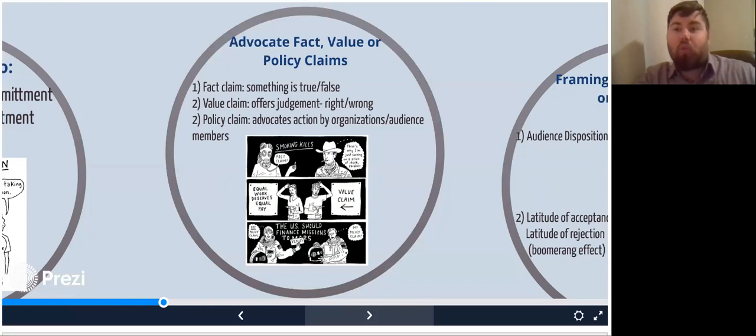Now, a value claim is whether or not something should be or shouldn't be. So a value claim would be equal work for equal pay, or equal pay for equal work. It's the idea that you should pay people the same amount of money for the same amount of work. And this is definitely something that a lot of people would say is important, because they would say, yeah, absolutely, if you're doing the same kind of work, you should get paid the same amount of money, and that would be a just system.